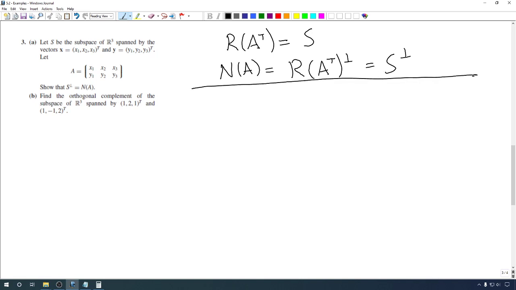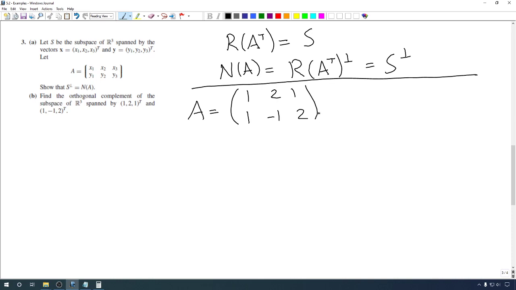So what about B? In B, we're actually going to pick some numbers. We have two specific vectors, 1, 2, 1, and 1, negative 1, 2. We are going to find the orthogonal complement of the subspace of R3 spanned by those two particular vectors. So again, we're going to turn this into a matrix. First row is going to be 1, 2, 1. Second row is 1, negative 1, 2.